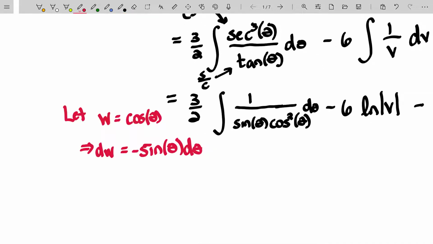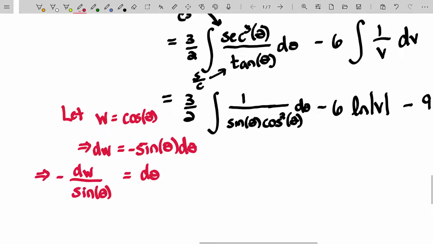If we let w equal cosine of theta, dw will be the negative sine of theta d theta. Notice we don't have a sine of theta d theta, or at least a sine of theta upstairs. So I'm going to solve for d theta. And you get to this point right here.